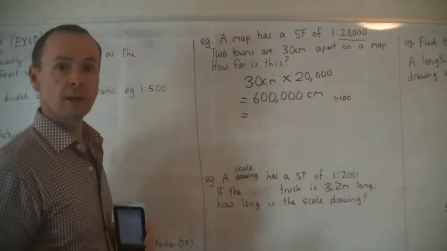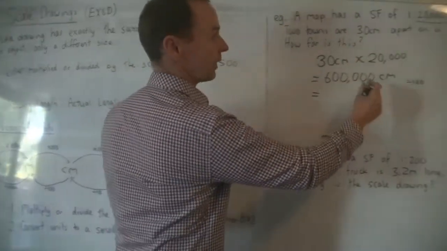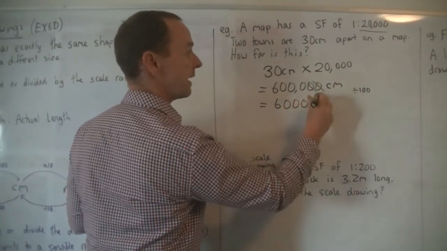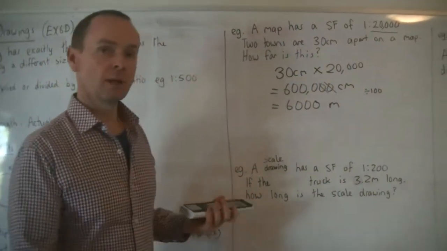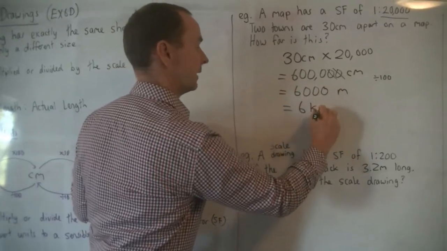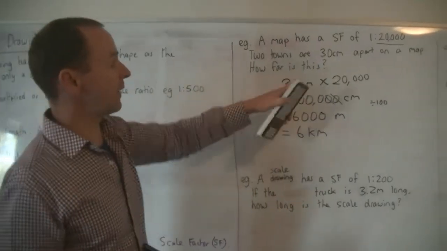So look back on your conversion of units if you need to. So divide it by 100, I'm just going to chop 2 zeros off. So I get 6,000 metres. So 6,000 metres is still not a sensible unit. I'm going to divide it by 1,000 and I get 6 kilometres. And there's my answer. Now I answer it in words. How far is this?